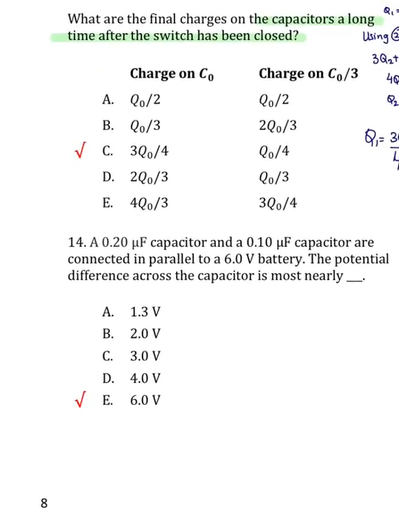Okay, let's check how to solve this one. It says a 0.20 microfarad capacitor and a 0.10 microfarad capacitor are connected in parallel to a 6-volt battery. The potential difference across the capacitor is most nearly.